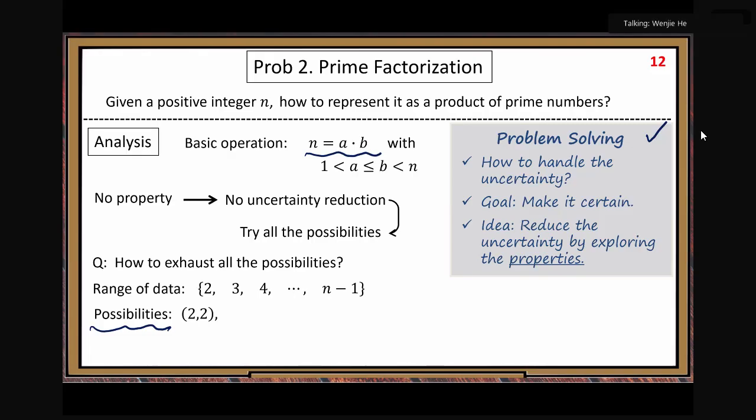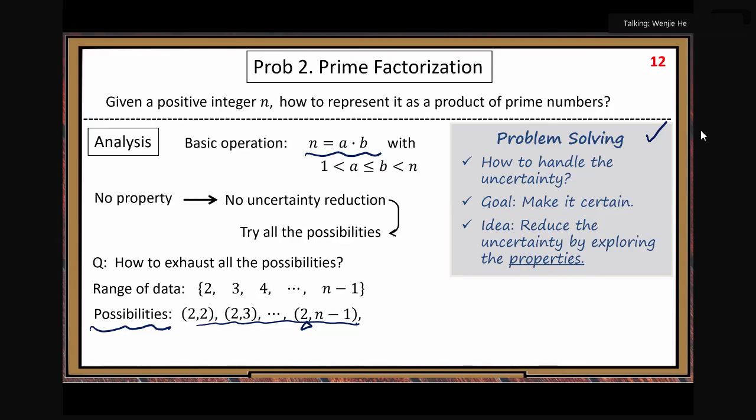Here, I'm talking about the possible pairs, because we need to do testing. When we list all the possibilities, then we can do the testing. Next one, the 2, 3 pair, and so on. The first A number we fix as 2, then we go through all the possible numbers for B as the second component. Here we have the A component and the B component.